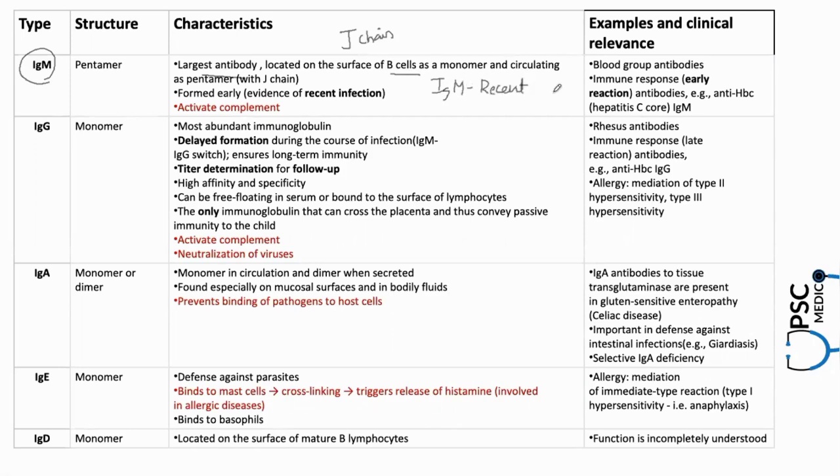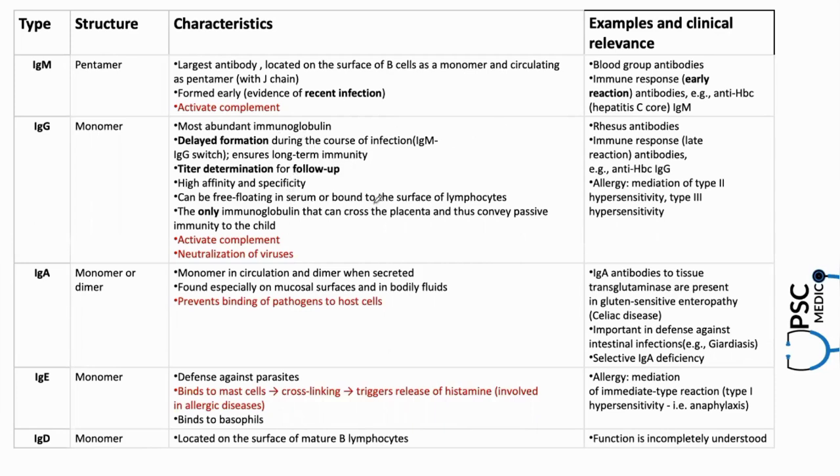So when you read about the serological diagnosis of hepatitis and HIV, whenever you see IgM, it indicates recent infection. Whereas IgG is not a pentamer, it's a monomer, but the specialty of IgG is that it is the most abundant immunoglobulin. And when do you see IgG? IgG is formed later in the course of infection. It's not early, it's a delayed formation, and it plays an important role in ensuring long-term immunity in the patient. So these are a few important things.